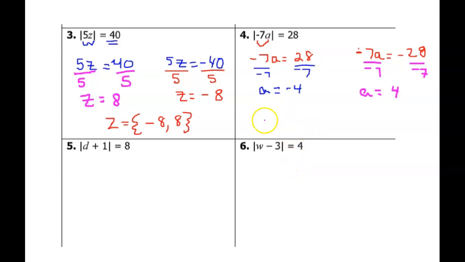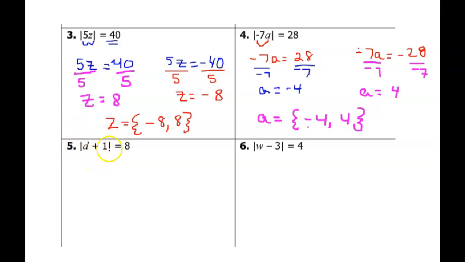Okay? And I'm going to draw my solution set. A equals -4, 4. Not so bad. No, this isn't that bad. All right, let's go to the next one.